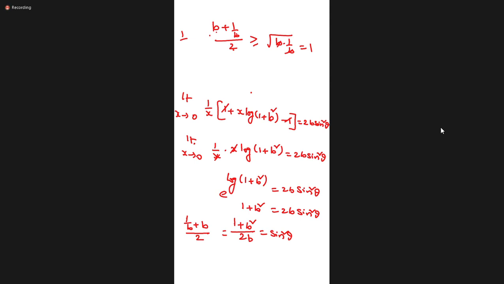See here 1 by b plus b by 2 are also the same thing. What answer you got? 1. Therefore, sin square theta is equal to 1. Sin is 1 for which angle? 90 degrees. Theta is equal to 90. If you observe, theta belongs to what angles they gave? Minus 180 to 180. So you can use plus.